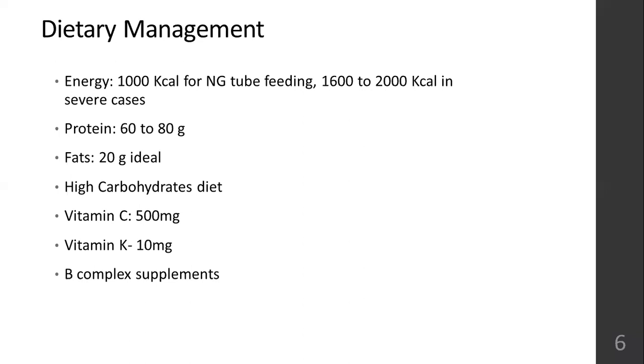And if the patient goes into a comatose stage, this is for doctors, protein is restricted and only a high carb diet is prescribed. Fats, just 20 gram of fat is ideal in severe cases of jaundice. In moderate jaundice, they can still tolerate 20 to 30 gram of fat. But fat has to be restricted.